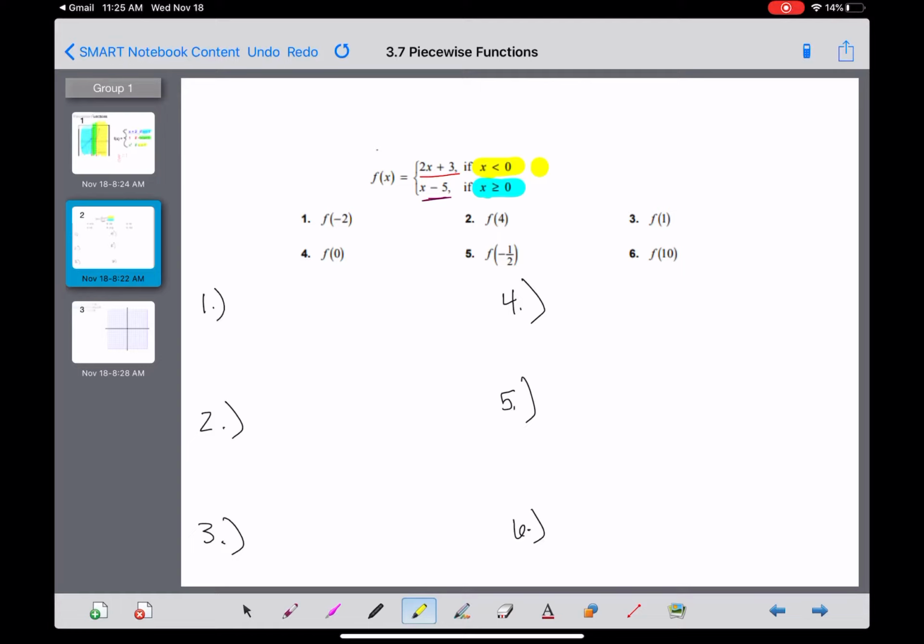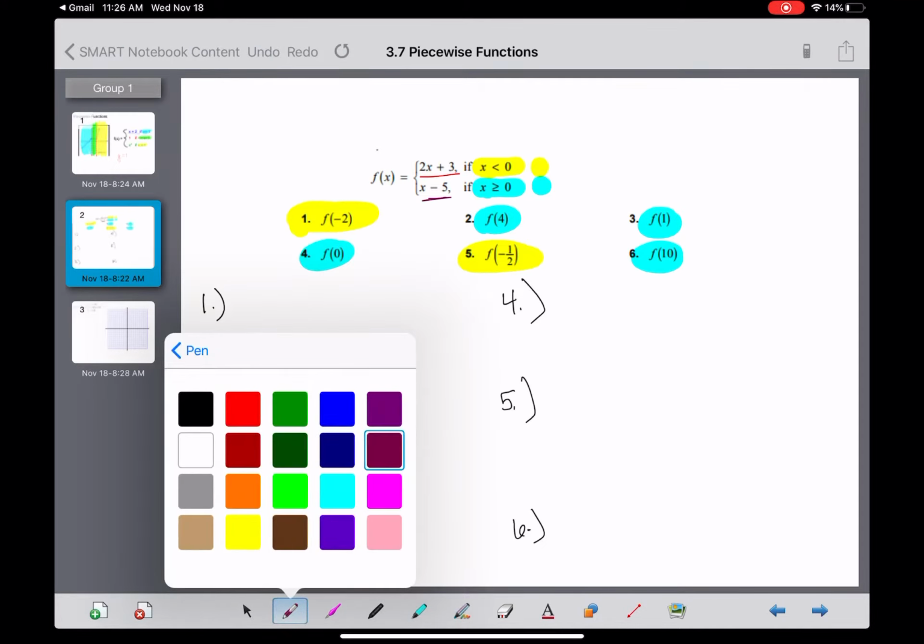So I'm going to go through and check for all numbers that are less than 0. So -2 and -1/2 are both less than 0. And then I'm going to check for all numbers that are greater than or equal to 0, which includes 4, 1, 0, and 10. So when I'm solving, I know exactly which line I should be plugging into.